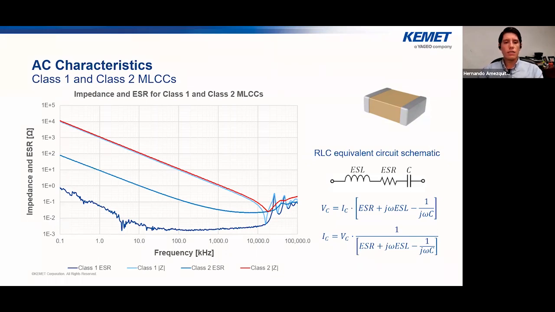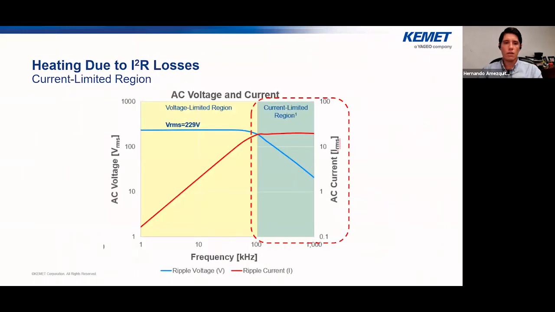Now, at the right, you can see a series RLC equivalent circuit where we have the inductance, the ESR, and the capacitance. And then you can calculate either voltage or current, depending on which one you want to look at. So if you want the AC voltage, you can calculate that based on the AC current going through the part with the ESR, the ESL, and the capacitance. And then you have the current if you know the voltage, which you will also calculate using the parameters from the capacitor that you are using.